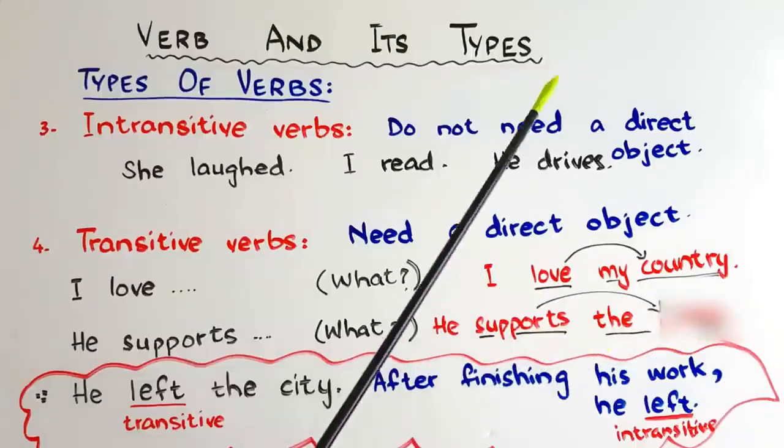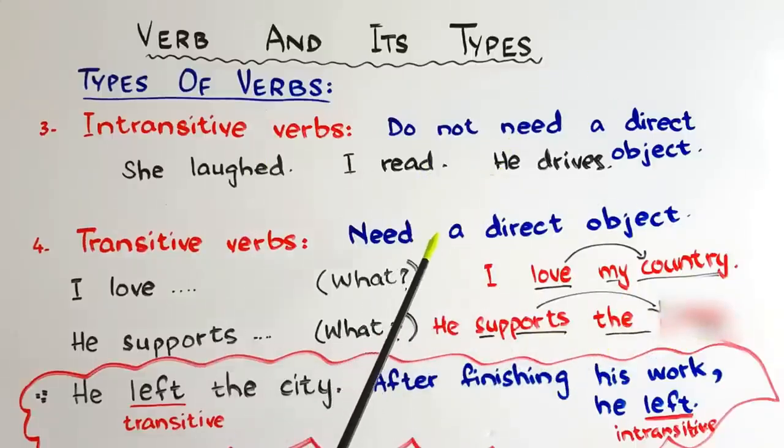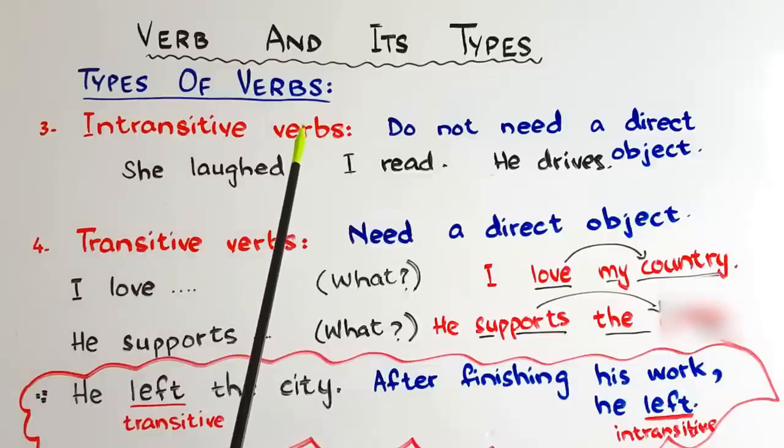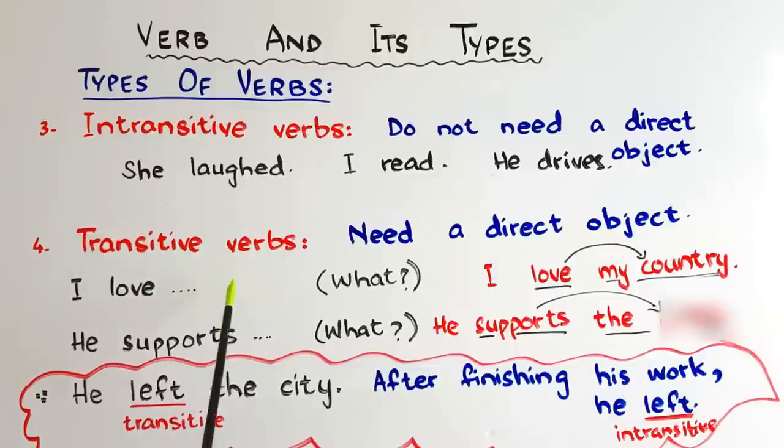So whenever in your exam or any paper you are asked to underline or mark intransitive and transitive verbs, look at the verb to see whether it needs an object to give a complete sense or it is already complete. Sometimes it may happen that a verb is transitive as well as intransitive. Like, he left the city. Here the verb left is transitive. If I say he left, what did he leave, right?